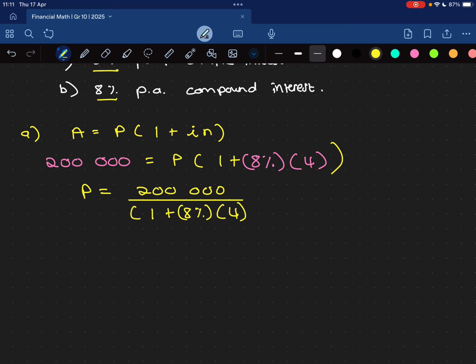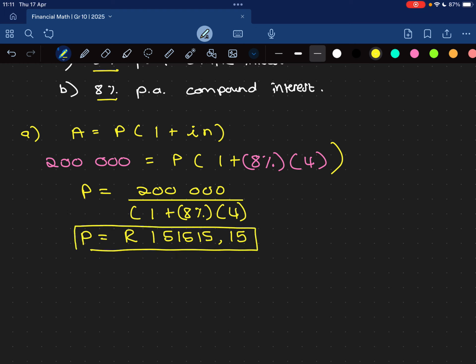Okay, so this is quite an interesting answer. The P value that you would have gotten is 151,515.15. So 151,515 rand and 15 cents is what the answer is here for the P value.